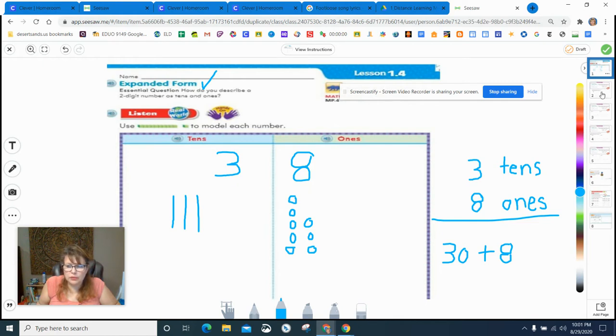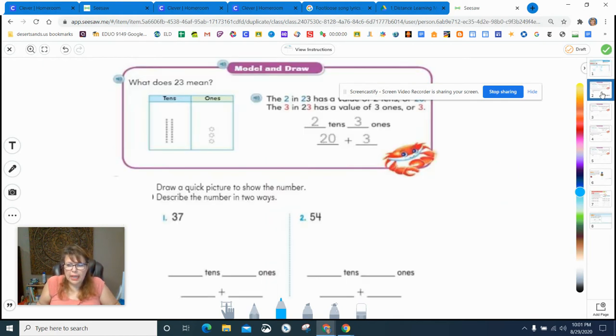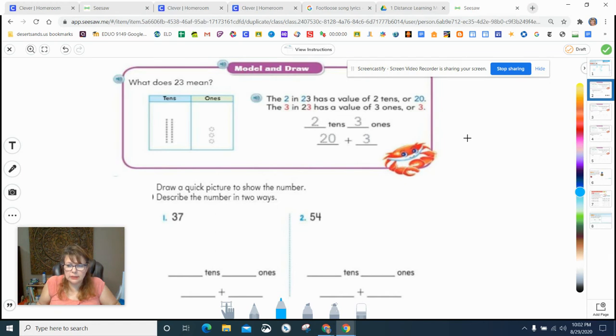So we're going to do the first 2 samples together, and then I'm going to move on to a word problem, and you'll have to do the rest, but I'll let you know. So first we have to read the directions. Now I left the example here just in case you need to go back, but you can listen to the video again. It says, draw a quick picture to show the number. So that's the first thing they want us to do. And then it says, describe the number in 2 ways. So this is one way and this is another way.